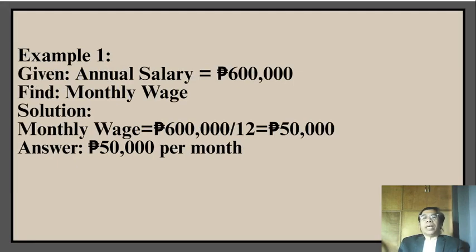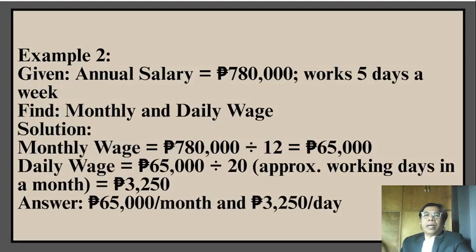Example 1, given the annual salary 600,000 pesos, required the monthly wage. So solution, monthly wage equals 600,000 divided by 12, you have 50,000. And the answer is 50,000 pesos per month.